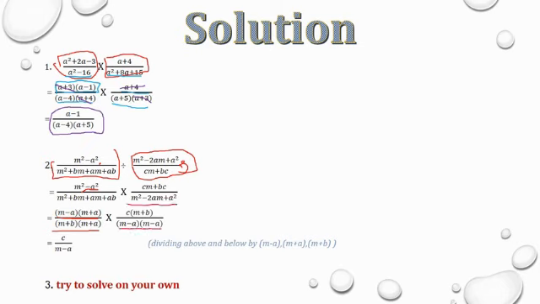So the m minus a on the numerator will then cancel out the m minus a on the denominator, as shown there, and then the m plus a would cancel out the m plus a on the denominator, and then the m plus b on the numerator would cancel out the m plus b on the denominator. So in this case, we are dividing above and below, where above is the numerator and below is the denominator, by m minus a, m plus a, and m plus b to get c over m minus a. So we have actually simplified our algebraic fraction. So try to solve number 3 on your own, okay?